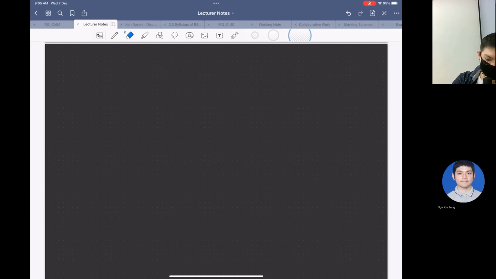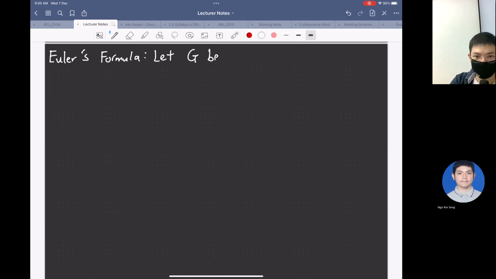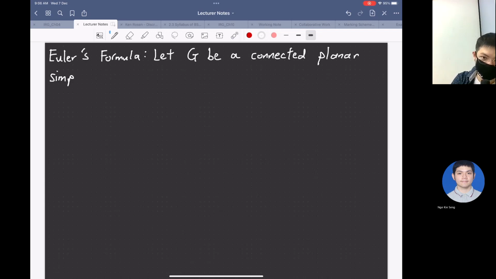So last week we stopped at the Euler formula. The Euler formula tells us how to compute the number of regions bounded by a planar curve, using the number of edges and vertices. So first, start with a planar graph. Let me remind you what a planar graph is. It's a graph that has a representation with no edge crossing.